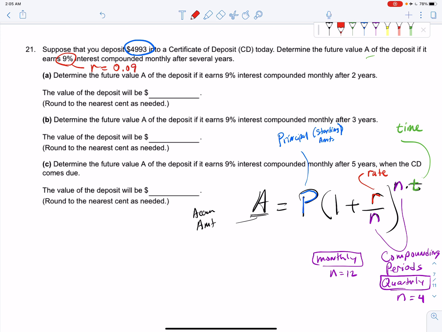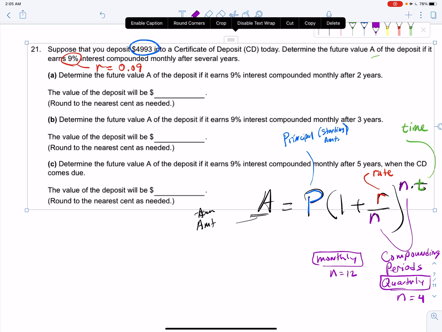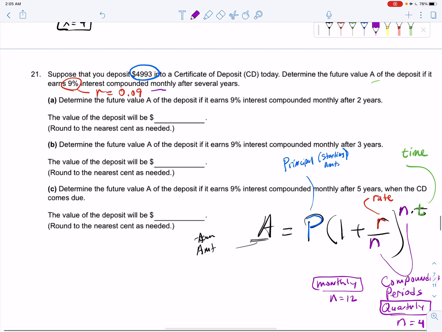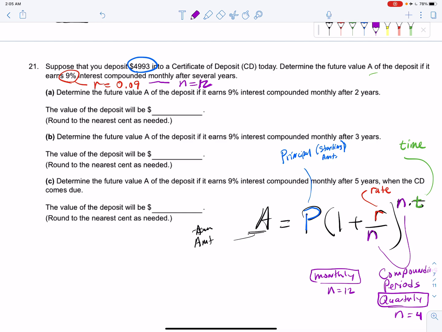And now it says compounded monthly. So that would mean N equals 12. What else? Then in the actual problem, it'll tell you for how long. And I used green for time. So T equals 2 there. All right, well, let's go ahead and do A.